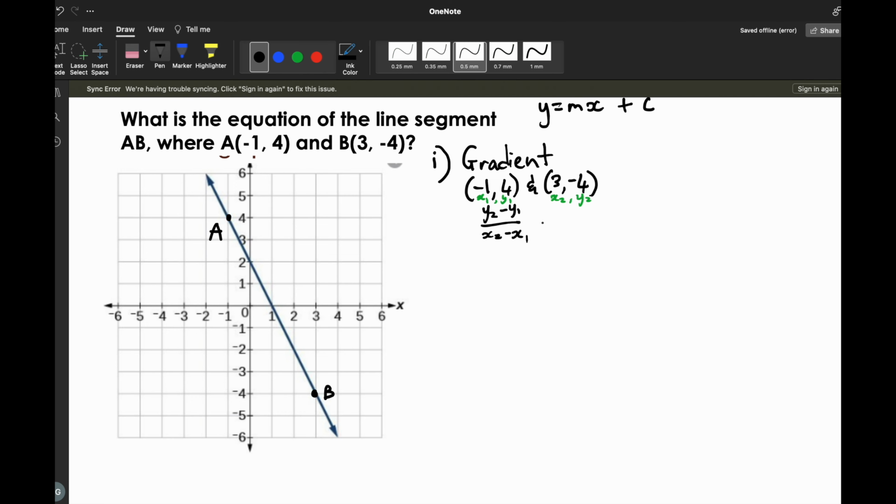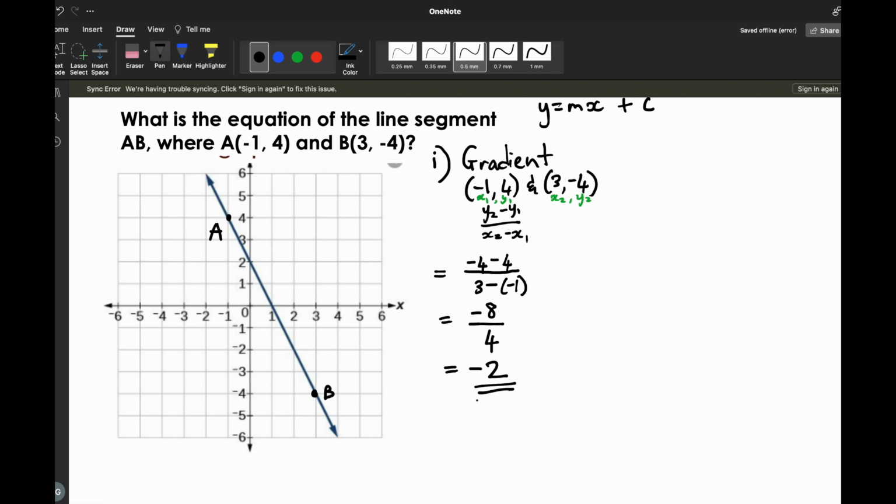All right, so y2 is basically -4, so I could say -4 take away 4 over x2, which is 3, so 3 take away, and notice how I'm going to put back my -1, take away -1. Do not forget that. Okay, so -4 take away 4 is -8. And that's going to go over 3 take away -1, which basically turns to 4. So -8 divided by 4 is equal to -2.